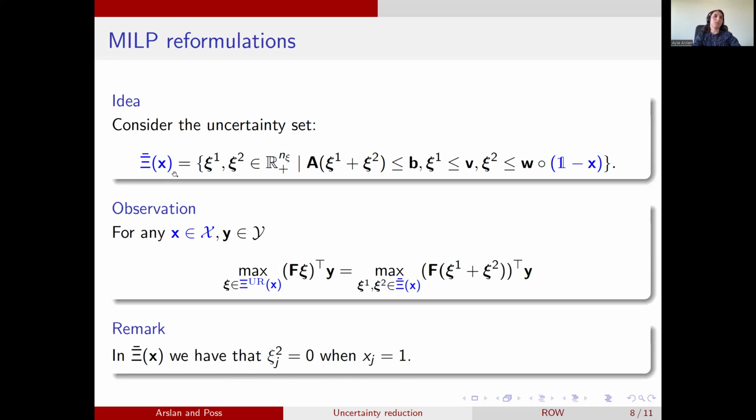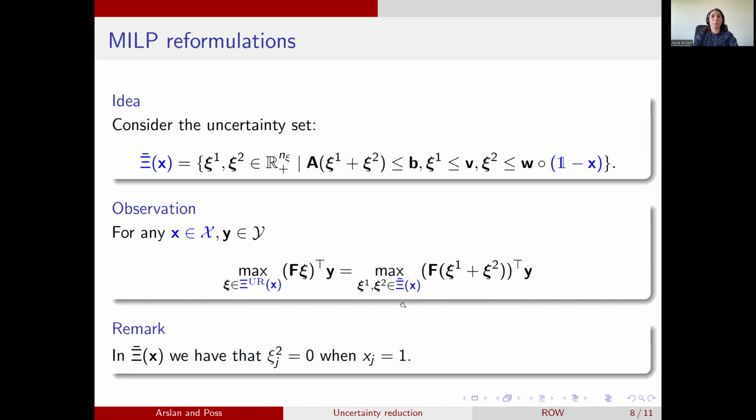So here in this uncertainty set that I'm going to denote by psi bar, I am going to split the original uncertain parameters into two, psi1 and psi2. So the constraints, sort of the budget constraints, will apply to the sum. And then variables psi1 will be bounded by V, and variables psi2 will be bounded by W multiplied by 1 minus X. Okay, and the first observation we can have is that the worst case value over the original uncertainty set is equal to the worst case value over this split uncertainty set. Because any realization that's here, we can represent it here through the sum of psi1 and psi2, independent of the value of x and y.